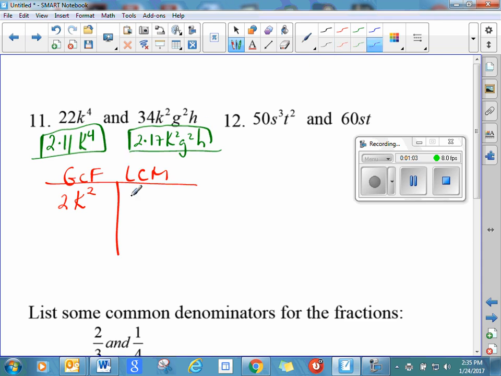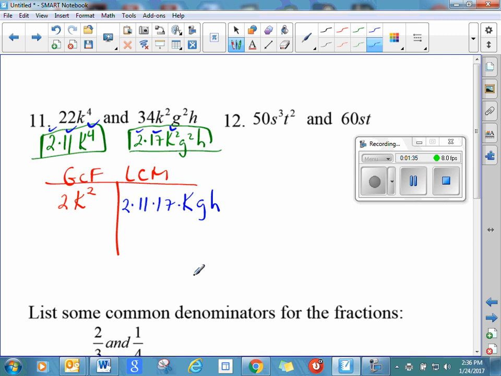LCM. Now I'm writing every single base I see. I don't care if it's not in both of them. And I am only going to write the base once. So I see a 2 over here. Got it. I see an 11. Got it. And I'm going to take care of my numbers. I go over here. I've already got the 2, so I'm not going to write him twice. And I see a 17. Now I've gotten all the numbers. I'm going to go back, and I see a K. Yep, got him. Yep, got the K. And I got to add the G, and I got to add the H.